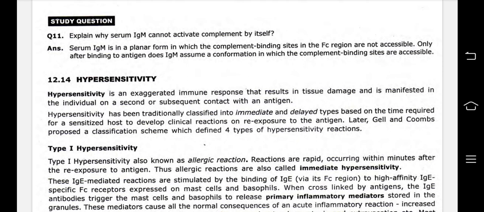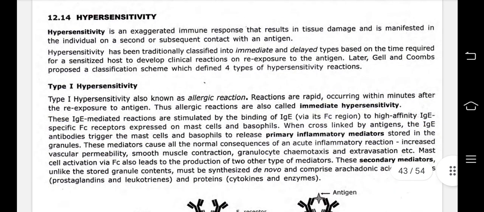Later, Gell and Coombs proposed a classification scheme which defined 4 types of hypersensitivity reactions. Type 1 hypersensitivity.